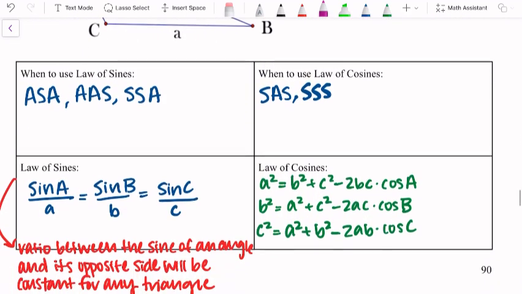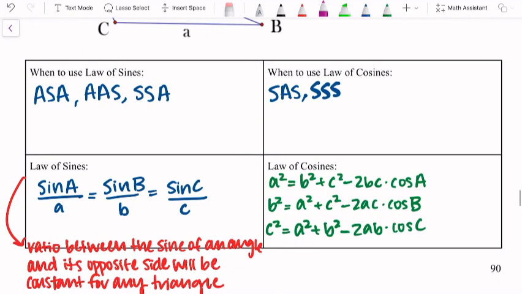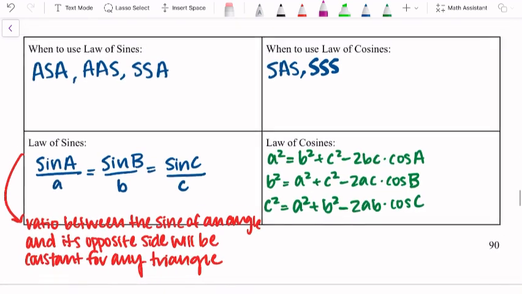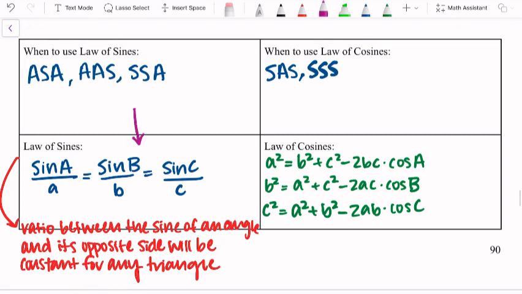So, law of sines and law of cosines are going to be helpful when we're given specific types of information. If we're given angle side angle, angle angle side, or side side angle, we're going to use the law of sines. And the law of sines is down below. The law of sines says that the ratio between the sine of an angle and its opposite side will be constant for any triangle. So basically, I know that sine of A over a is equal to sine of B over b equals sine of C over c.